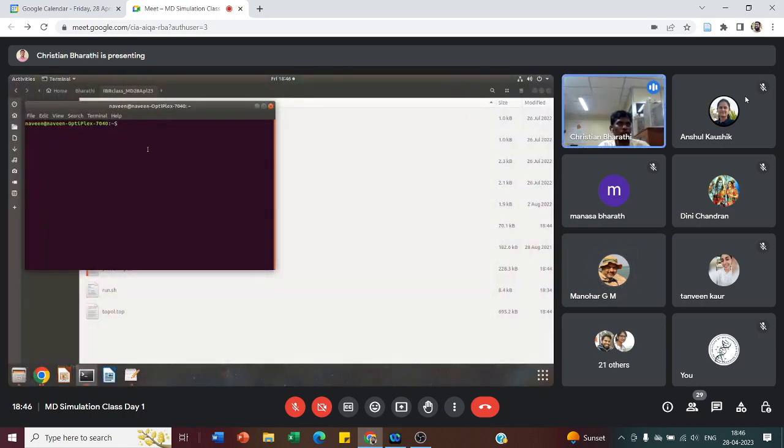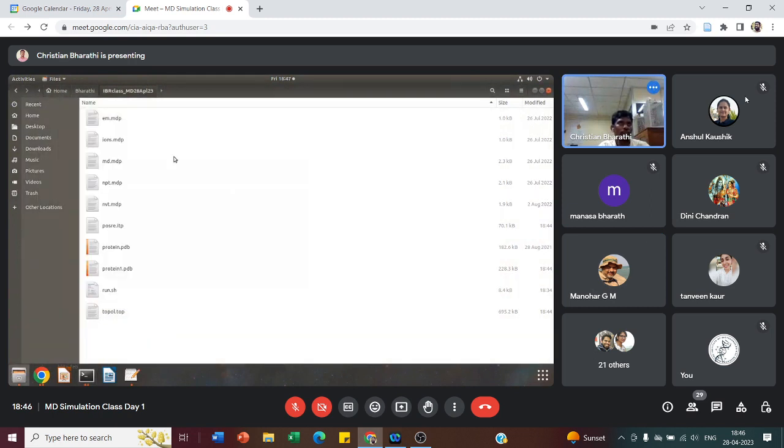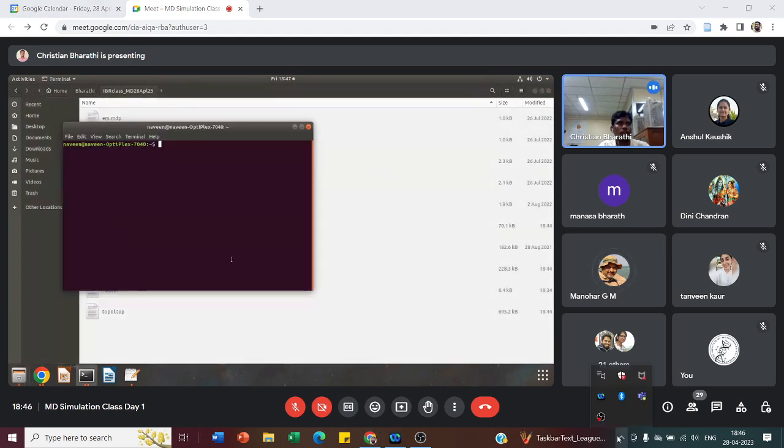From here, we have to go to your folder location. The current folder is the home folder, Bharati, and this is the folder name. So I have to go to that location by changing directory. The cd command is useful for that. We will use it.